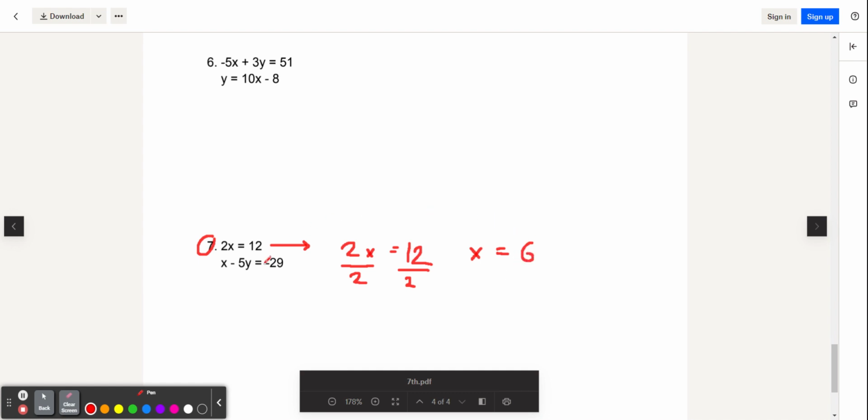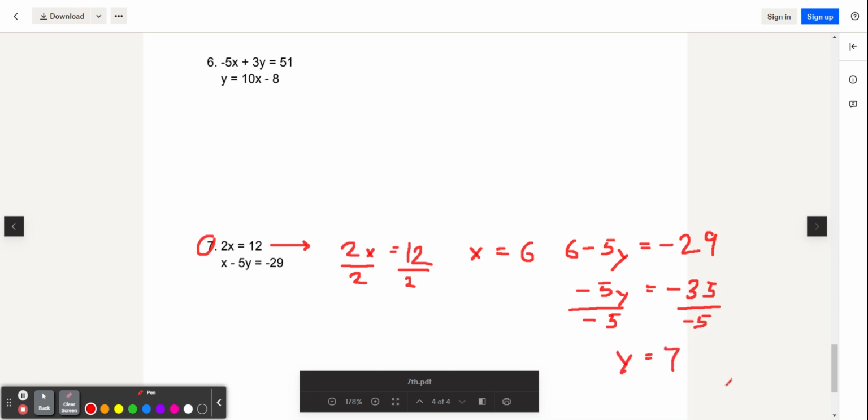Now we can plug into the second equation, so we get 6 minus 5y is equal to negative 29. Subtract 6 from both sides to get minus 5y equals minus 35. Divide by the coefficient, which is negative 5. And we get y is equal to 7. Now we have our answer.